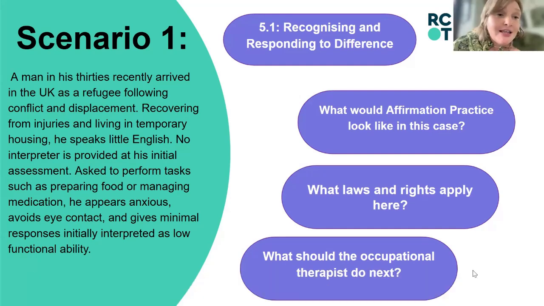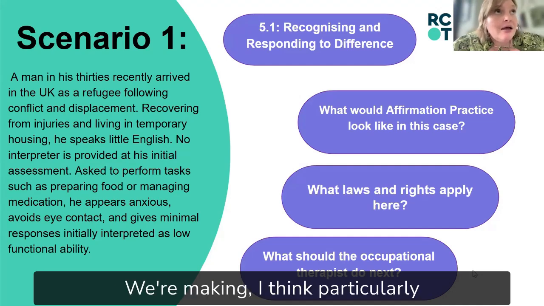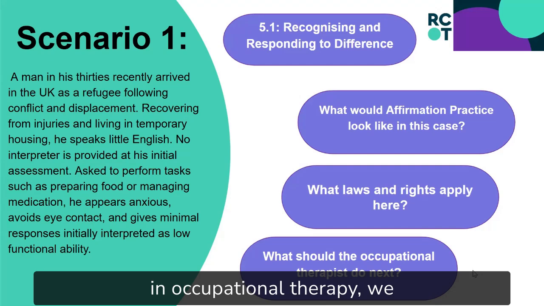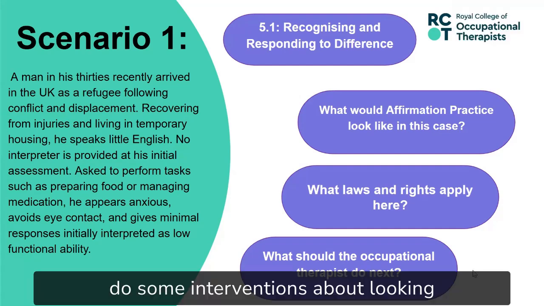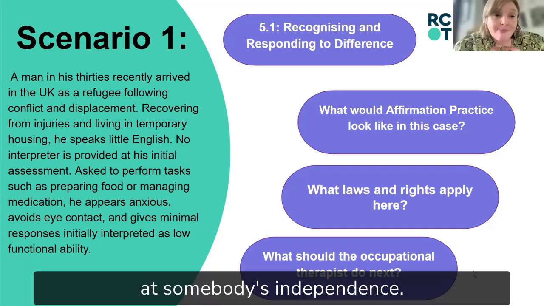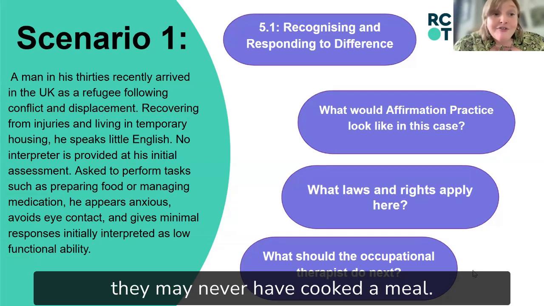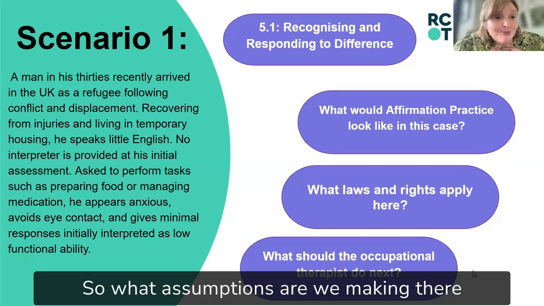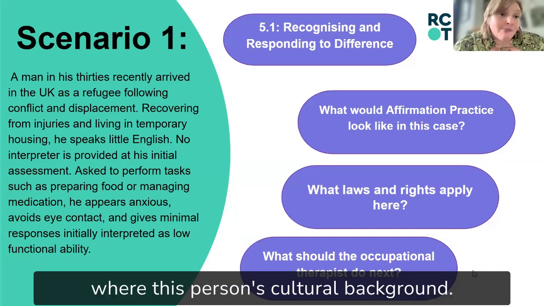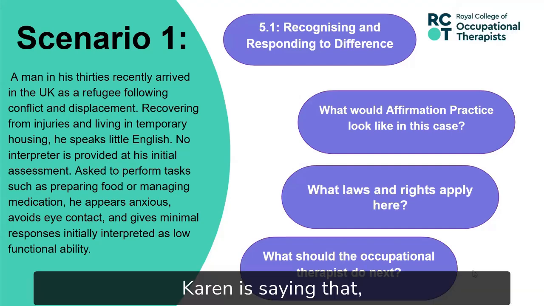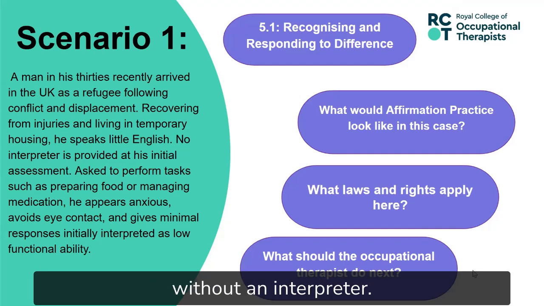That's a really good point there, and I think that was one of the points that I wanted to make. Particularly in occupational therapy, we make some assumptions around, right, we're going to go in and do some interventions about looking at somebody's independence, but particularly for a male refugee, they may never have cooked a meal. So what assumptions are we making around this person, where this person's cultural background comes from? Karen's saying I wouldn't do an assessment without an interpreter, absolutely.